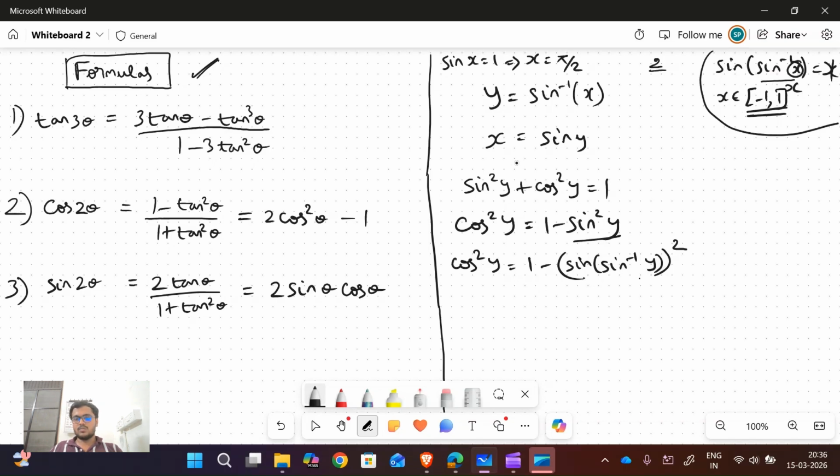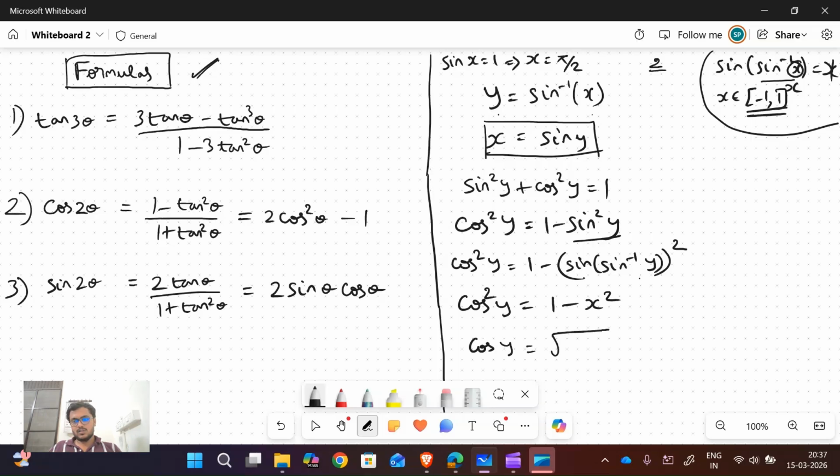Okay. Now we have x as sine y, right? So you can put 1 minus x squared. Understood? This is very simple, right? We have y equal to sine inverse of x, equal to sine y. So you can directly put 1 minus x square. So this will give you cos y as root of 1 minus x square, right?